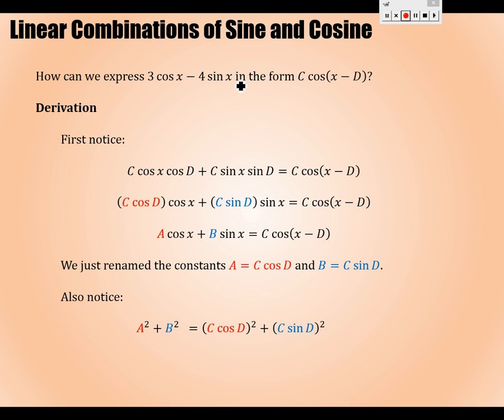I want you to just notice that this is just our definition of a and b that we decided to call them. If you take these two things and square them and add them, nothing to see here yet. I think I have an irresistible urge to do that and to factor out a c squared. What do you see?